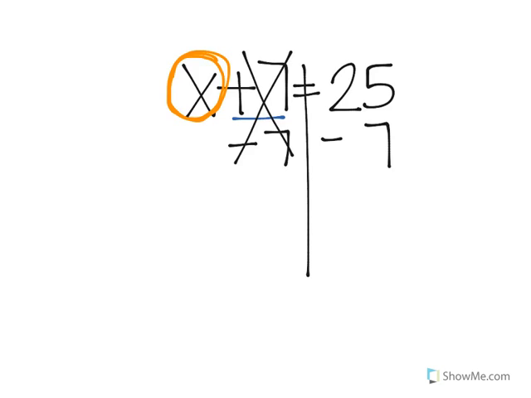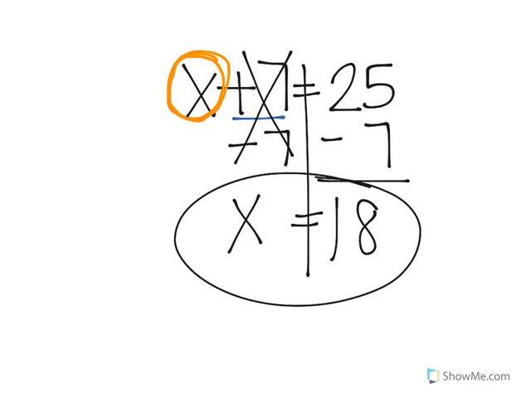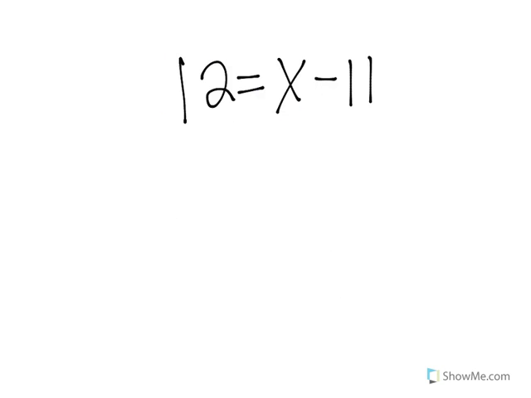On the left side, I'm just left with my x since my 7s cancel out. On the right side, I do 25 minus 7, which gives me 18. And I've now solved the equation: x equals 18. I can also solve equations that are subtraction problems.